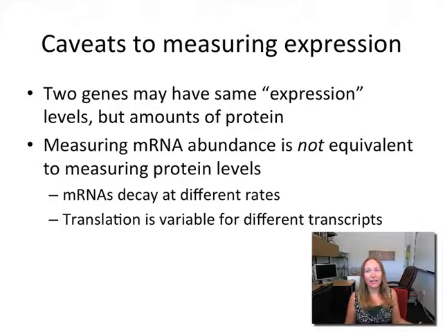So there's some caveats to measuring at that spot in the process. Two genes might have the same expression level, they might have the same mRNA quantity, but different amounts of protein. And that's because measuring mRNA abundance is not exactly equivalent to measuring protein levels. Certain mRNAs are more stable than other mRNAs, so they decay faster or slower, leaving fewer copies to be translated into a protein. And sometimes translation just happens at different rates for different transcripts.